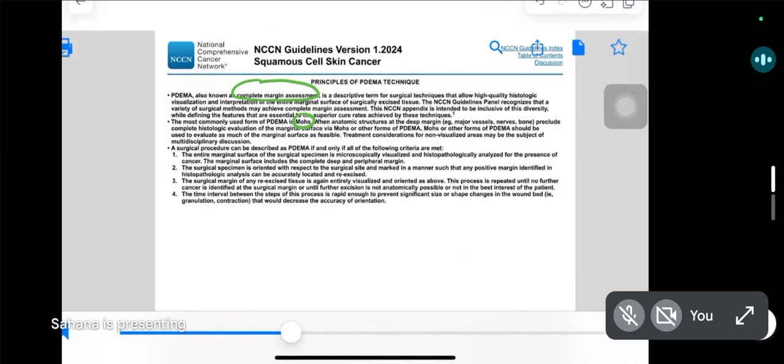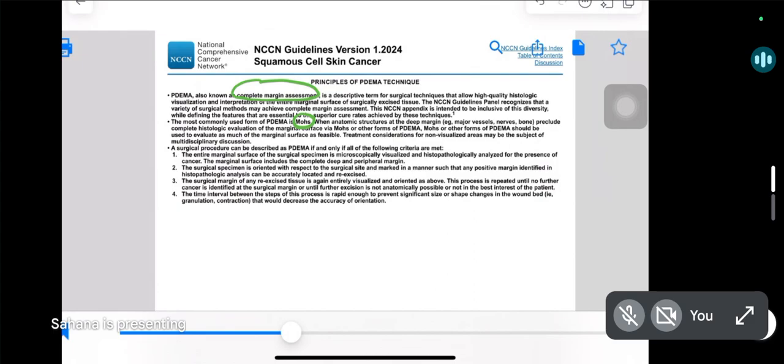So here turnover time is not big. That is told in the fourth point. The time interval between the steps of the process and your feedback should be very quick. So the entire margin of the specimen is microscopically visualized and analyzed for the presence of cancer. The margin surface will include the peripheral and complete deep margin. That's point number one.